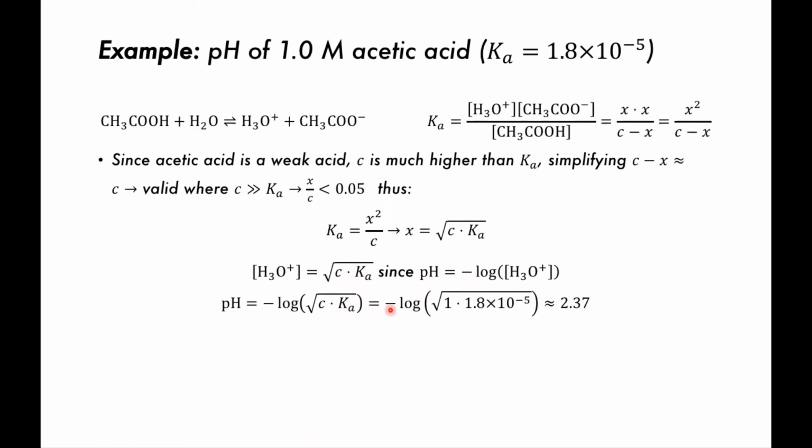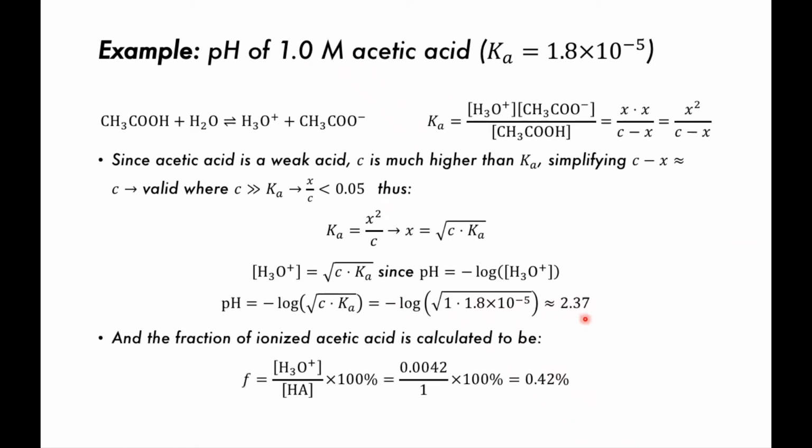And so for this acetic acid solution, because it is pretty concentrated at 1 molar, it is reasonably acidic. So it's going to be equal to minus the log to the base 10 of the square root of 1 times 1.8 times 10 to the minus 5. And so that will give us a pH of about 2.37. And so the fraction of ionized acetic acid is calculated to be this, where the fraction F is equal to the hydronium ion concentration divided by HA times 100%, which is equal to 0.0042 divided by 1 times 100%. So it's going to be equal to 0.42%.